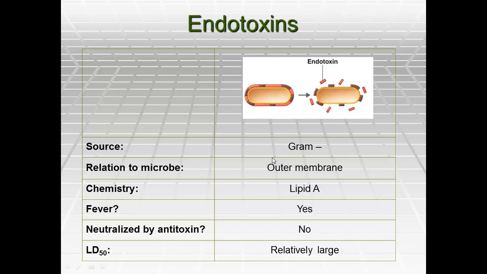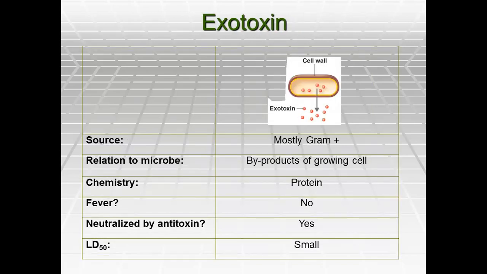Most endotoxins exert effects when the gram-negative microbe lyses. So you'll see here that we have an intact outer membrane, but then when this cell lyses, it releases the endotoxin. Exotoxins are mostly from gram-positive bacteria. They're produced inside of the cells and released to the outside either by secretion or lysis. So you'll see here that it's made on the inside of the cell and then released to the outside.